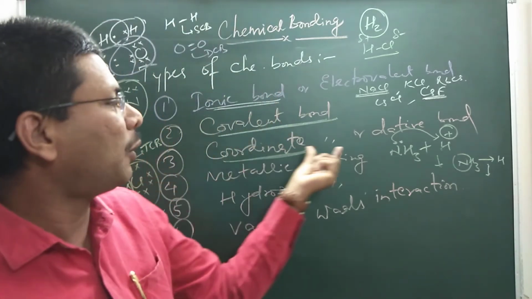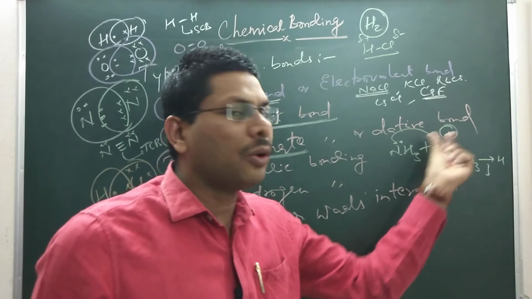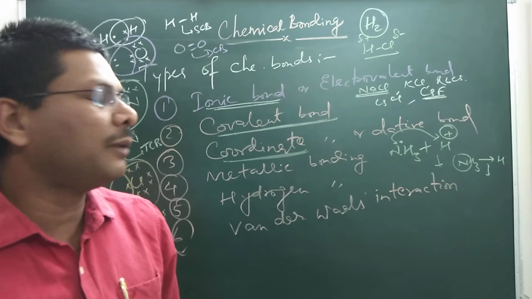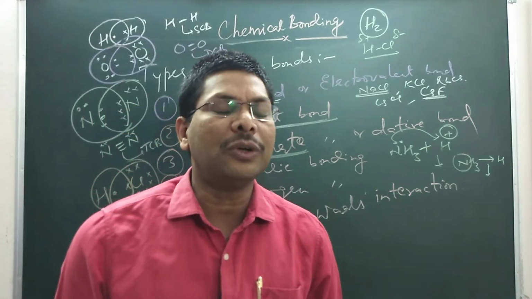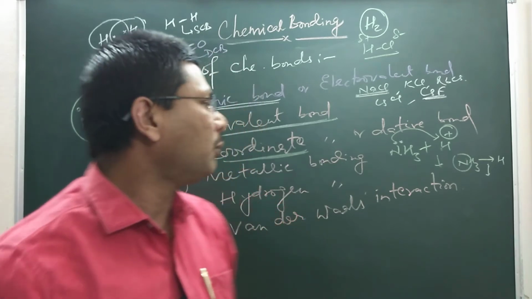Coordinate bonds are also called dative bonds, or donor acceptor bonds. A coordinate bond is formed between a Lewis acid and a Lewis base, with the Lewis base donating the lone pair of electrons to form a coordinate bond. In nature, a coordinate bond cannot be distinguished from a covalent bond.